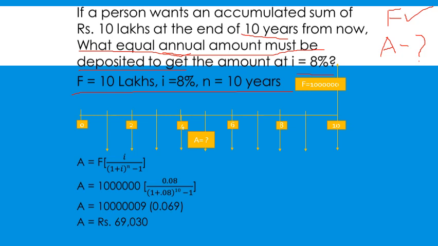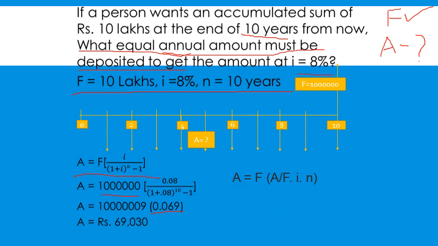Now, what is the first step? Use the formula. What is the formula? A is equal to F multiplied by I divided by (1 plus I) to the power of n minus 1. Substitute the values. F is equal to 10 lakh. I is equal to 0.08. When you substitute all those things, you get this bracketed amount as 0.069. Substitute that value and you will get it as 69,030.